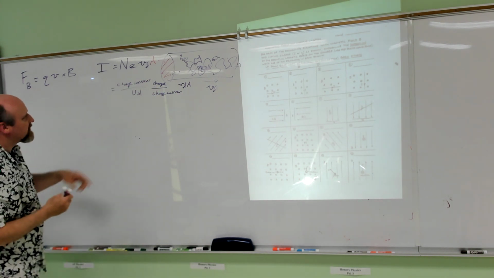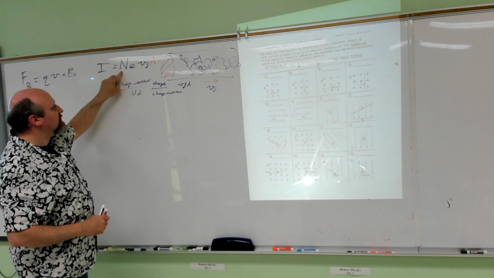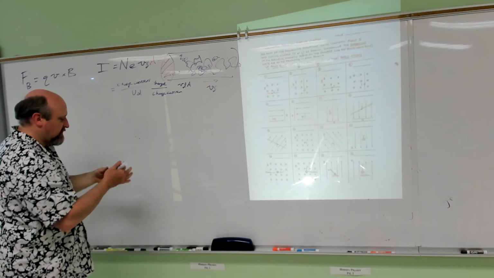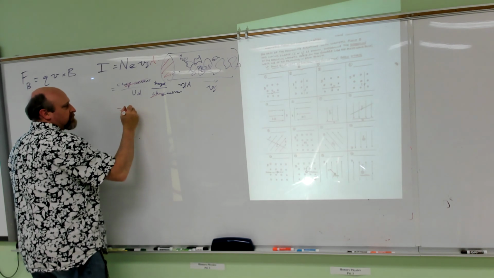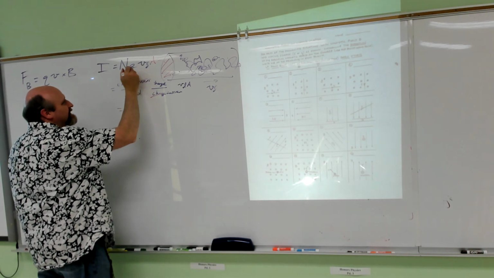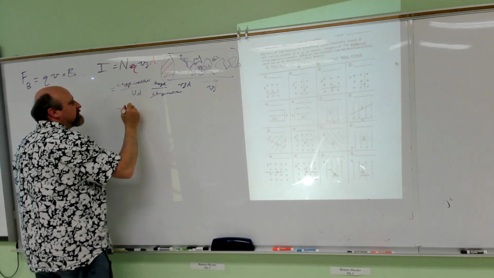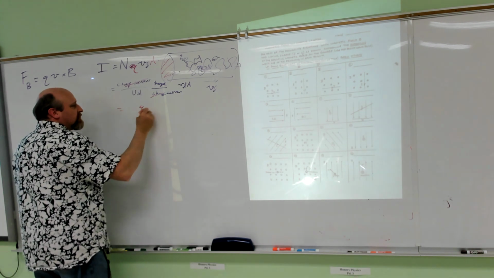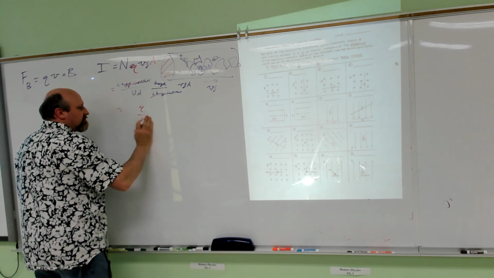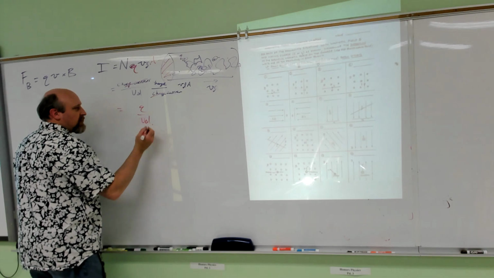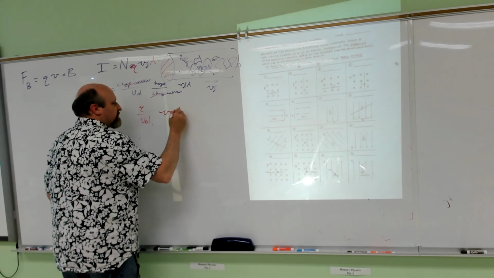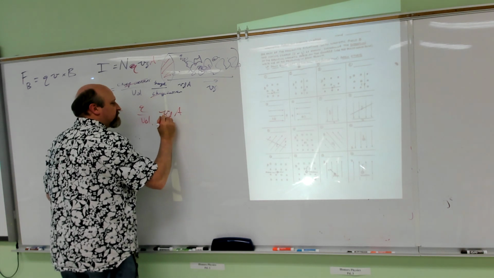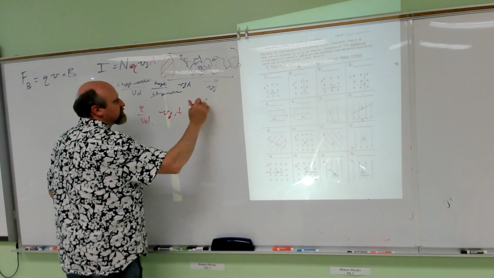Now, check this out. If I take charge carriers per volume times my charge per charge carrier, you see what's going to happen, right? Charge carriers cancel, I just get charge per volume. Enough of this E, I'm going to write this Q because I like Q. So this is my charge per volume, Q per volume, times drift velocity times cross-sectional area. The drift velocity on the average is how fast they're going downstream here.